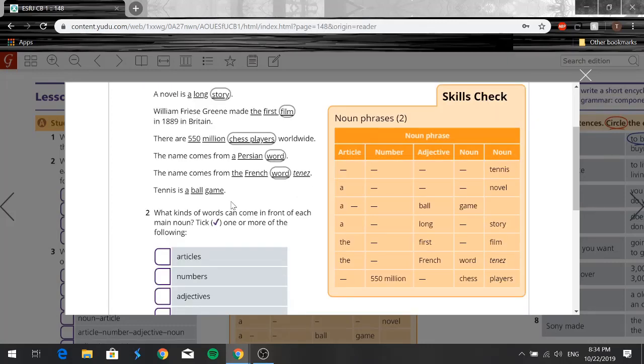And then we have tennis is a ball game. Again, this one's pretty simple. Tennis is doesn't make sense. Tennis is a ball. Nope, still doesn't make sense. But if I say tennis is a game, then that makes sense, okay?